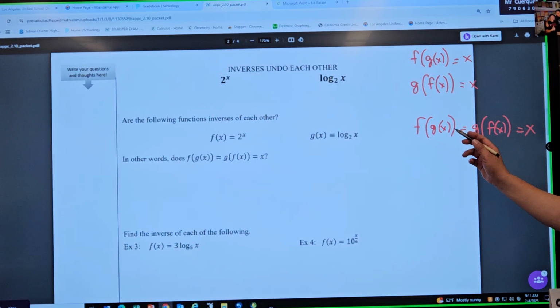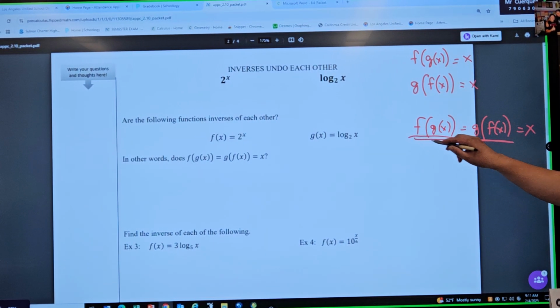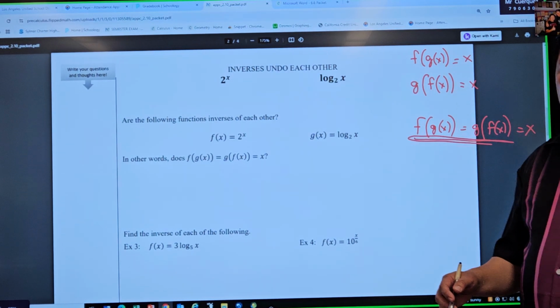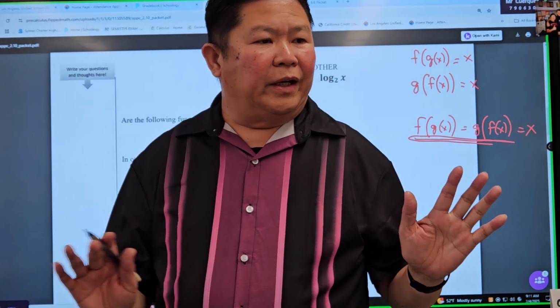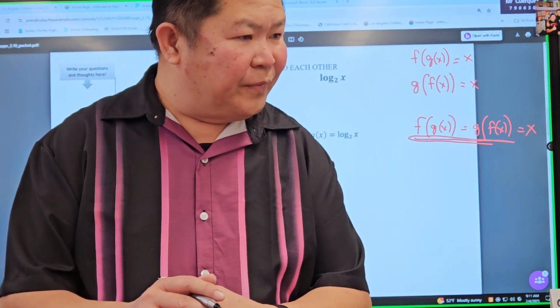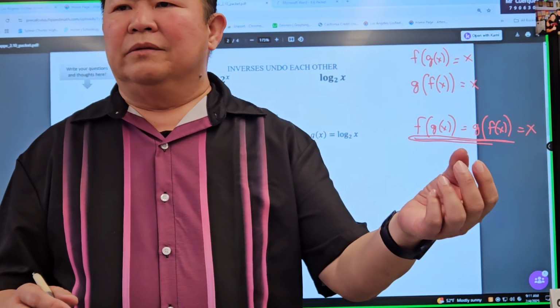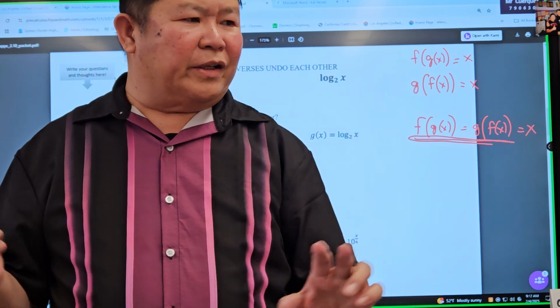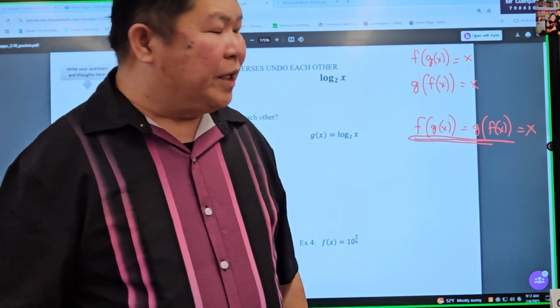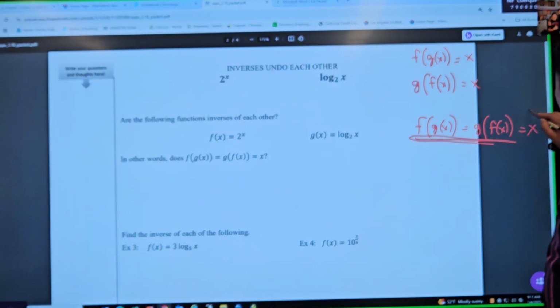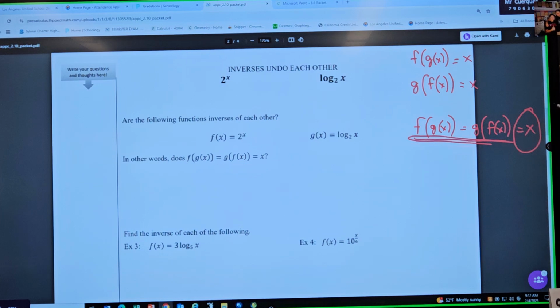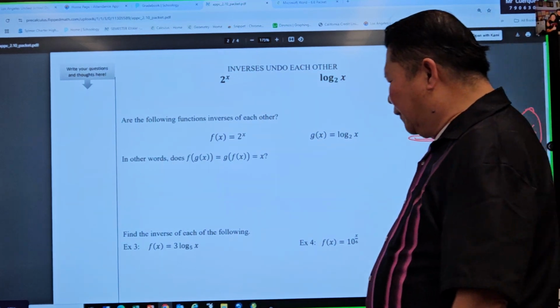So for these two to become inverses of each other, the result must always be an x. Otherwise, if the result is not x, then it's not inverse. Let us say the result is 3x, so it's not inverse, because we have to be with the definition that to undo this one we must arrive with x.